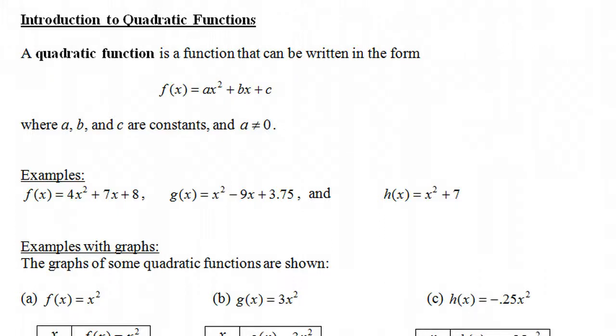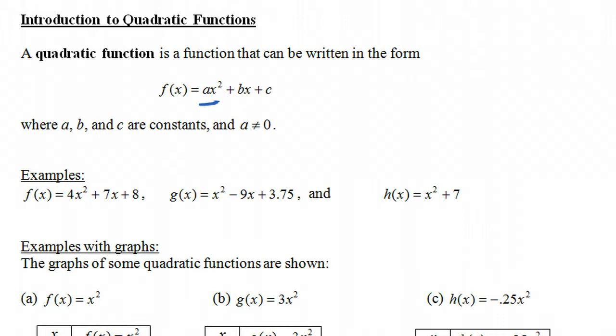In this video, we're going to do an introduction to quadratic functions. Now, a quadratic function is a function that can be written in the form f of x equals ax squared plus bx plus c, where a, b, and c are constants. And also, we don't want a to be 0, because if a is 0, we would really be missing this x squared term here. And we would end up with just bx plus c, which would be a linear function. Okay, so a can't be 0.